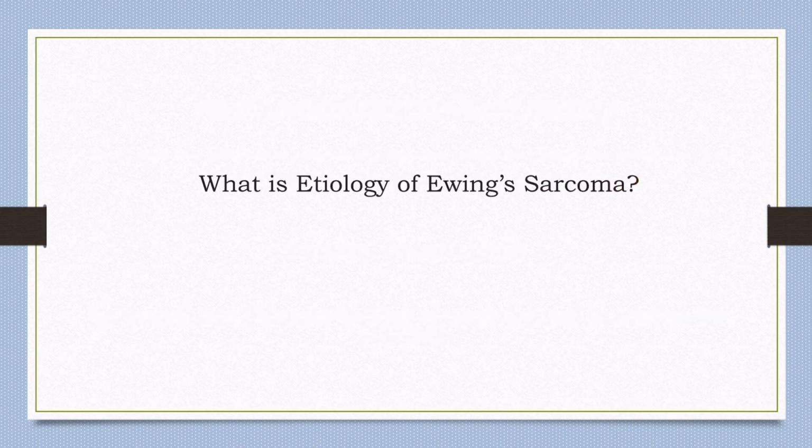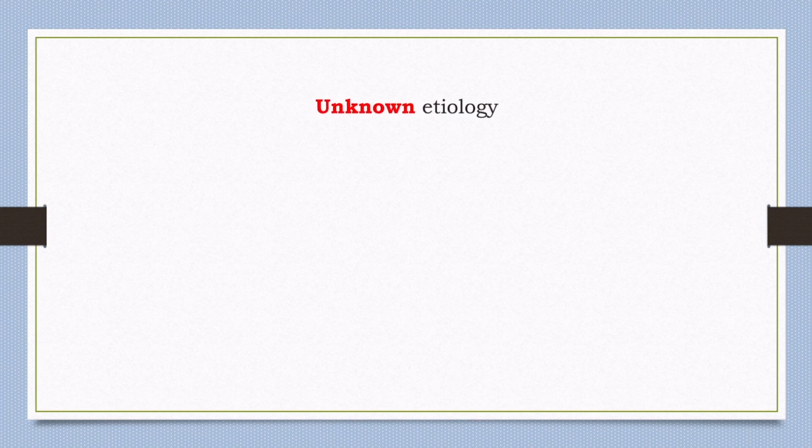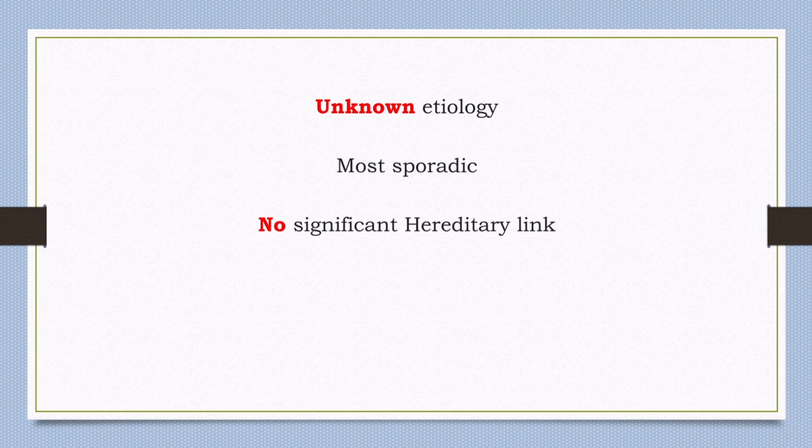What is the etiology of Ewing sarcoma? The etiology of Ewing sarcoma remains unknown, despite most cases being associated with reproducible genetic abnormalities such as translocations. Most seem to be sporadic in nature, as no hereditary link has been found. Similarly, an association with environmental factors has yet to be demonstrated.